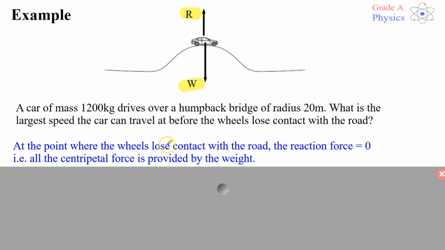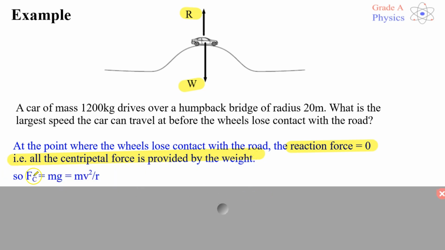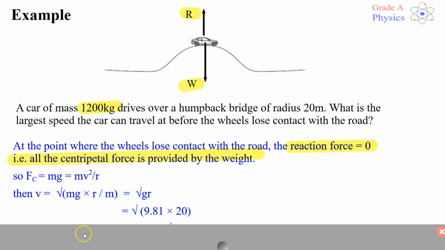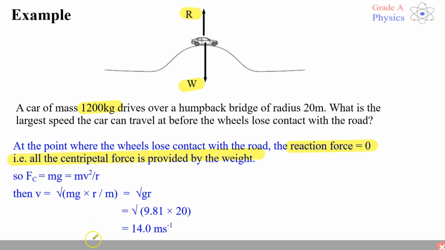So at the point at which the wheels lose contact with the road, the reaction force has reduced to zero. So the weight provides the centripetal force. So this becomes relatively straightforward. So Fc, the centripetal force, is equal to the weight. So mg is equal to mv squared over r. In fact, even though we were given the mass of 1,200, the mass is the same on both sides of the formula. So we could calculate with the mass, but the mass is going to cancel anyway.